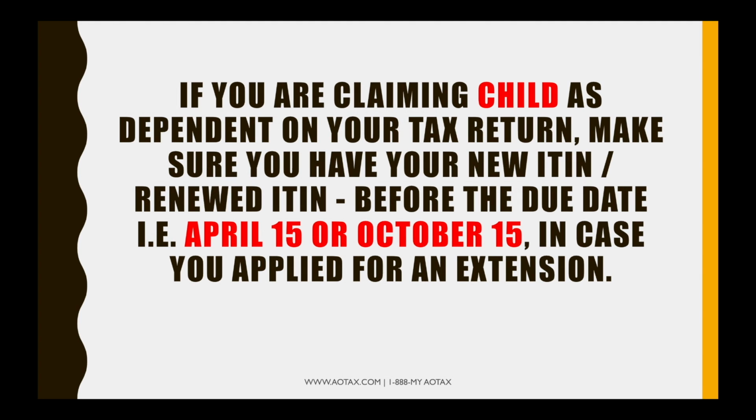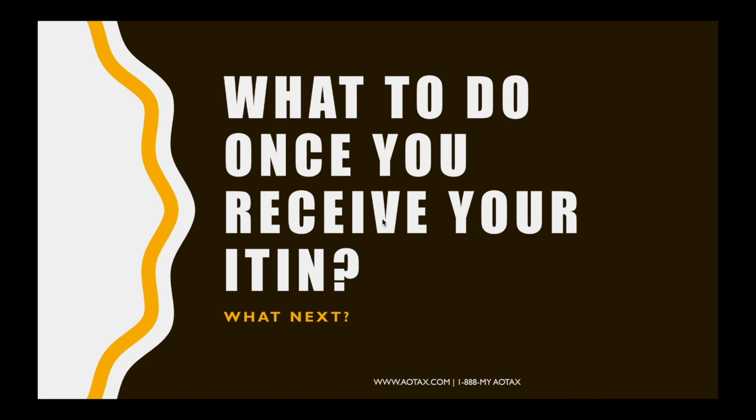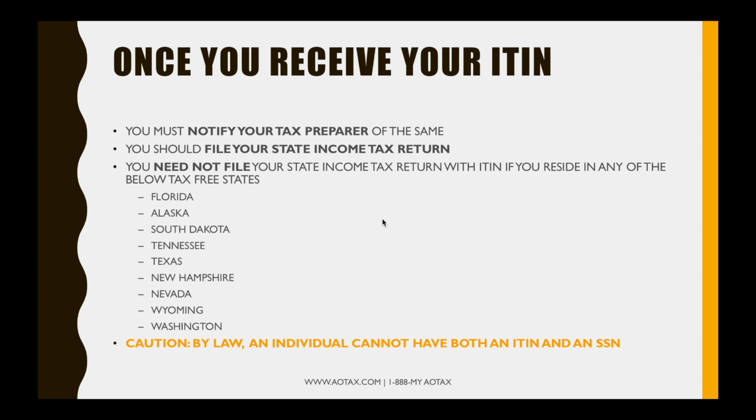For those who are claiming a child as a dependent on your tax return, I request you to make sure that you have your new ITIN or renewed ITIN before the due date, that is April 15th or October 15th, in case you applied for an extension. What to do once you receive your ITIN? What happens? What next? So once you receive your ITIN, you must notify your tax preparer that you have received an ITIN. That's step 1.